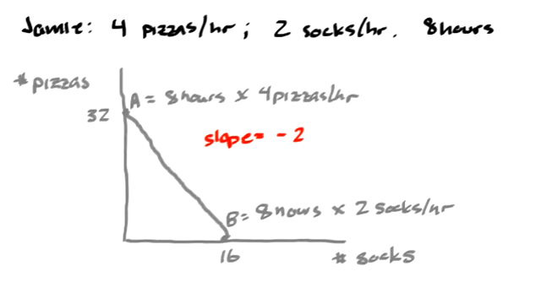Okay, so we find if Jamie spends all of his time making pizzas, he can make 32. That's taking all 8 hours times 4 pizzas per hour. And if he spends all of his time making socks, he can make 16.